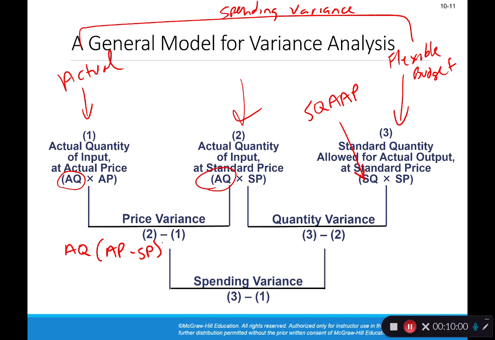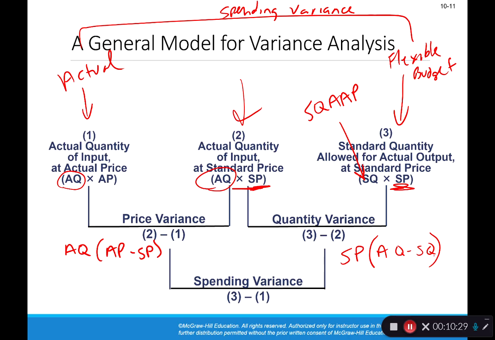On the other hand, what's different between column 2 and column 3 are going to be our quantities. So the constant this time is the standard price. The standard price goes outside of the parentheses, and then it's actual quantity minus standard quantity that will go inside the parentheses. And again, that's why you get the quantity variance by comparing column 2 and 3, because what's different between column 2 and 3 are the quantities.